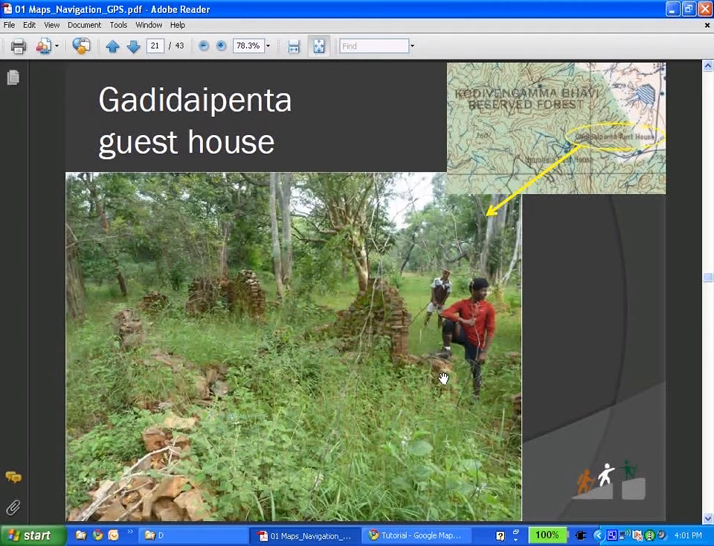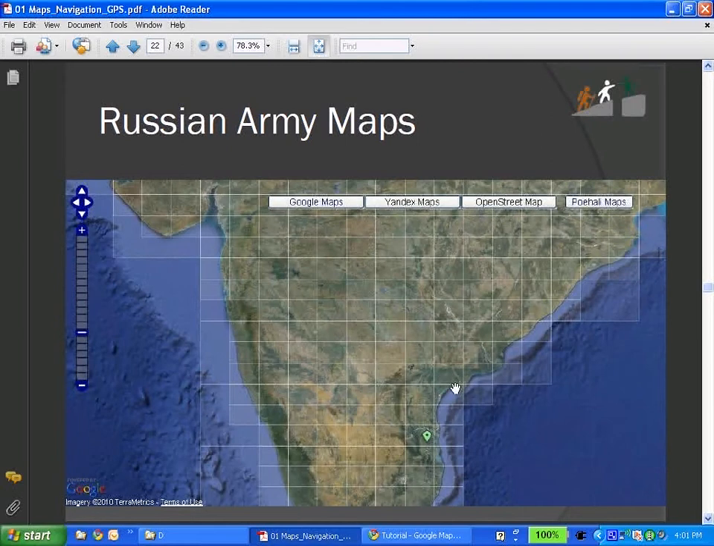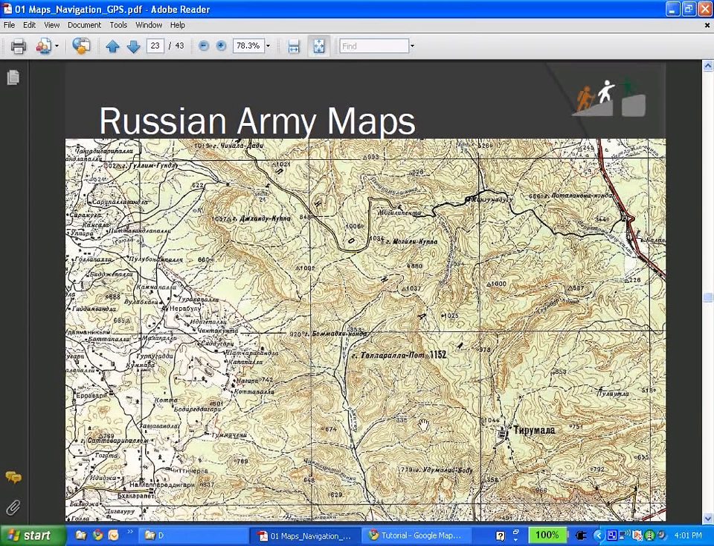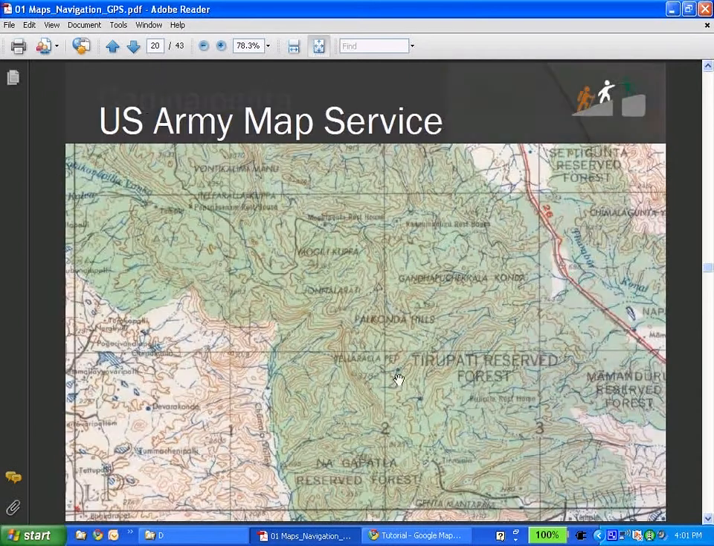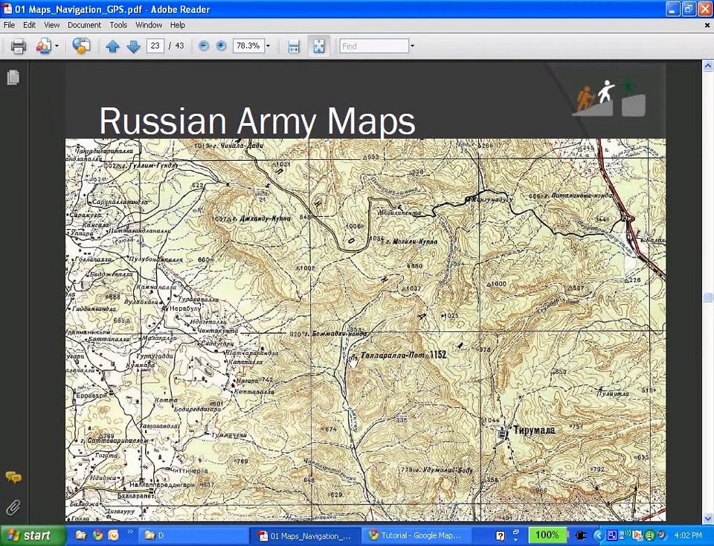Same with the Russian army. The Russian army has again broken down India into many pieces. Russian army maps, I like them more than the US army maps, because they are not stored in a JPEG format, they are stored in a GIF format. So here you will not have this kind of fuzziness. If you look at these maps, it's not that clear actually. If you start zooming in, you will get that JPEG compression effect, which is not that clear. Here the lines of your topos and your streams are much more crisp and clear.